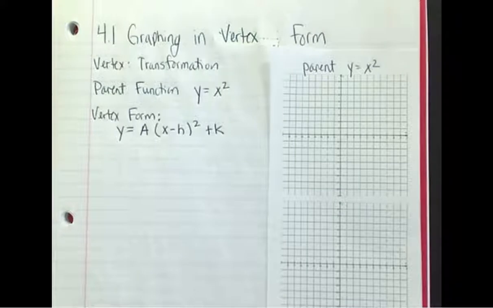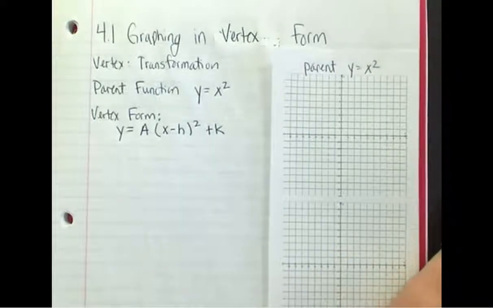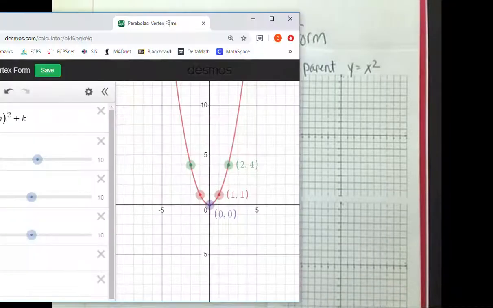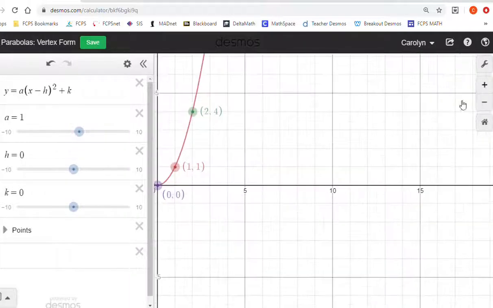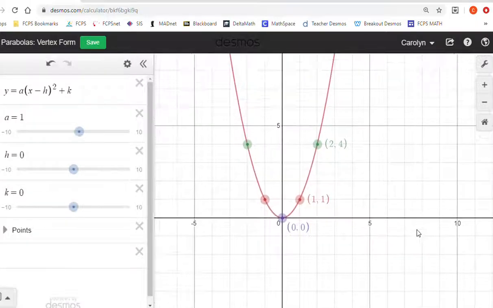So what we're going to do is switch over to a little Desmos interactive thing, and we're going to look at what the parent is and what A does. All I want to learn about is A right now, okay? Okay, and here we go. Here comes your graph. Here is what a parabola looks like. Okay, let's maybe zoom in just a little bit so we can see the points a little better. Okay, there you go.